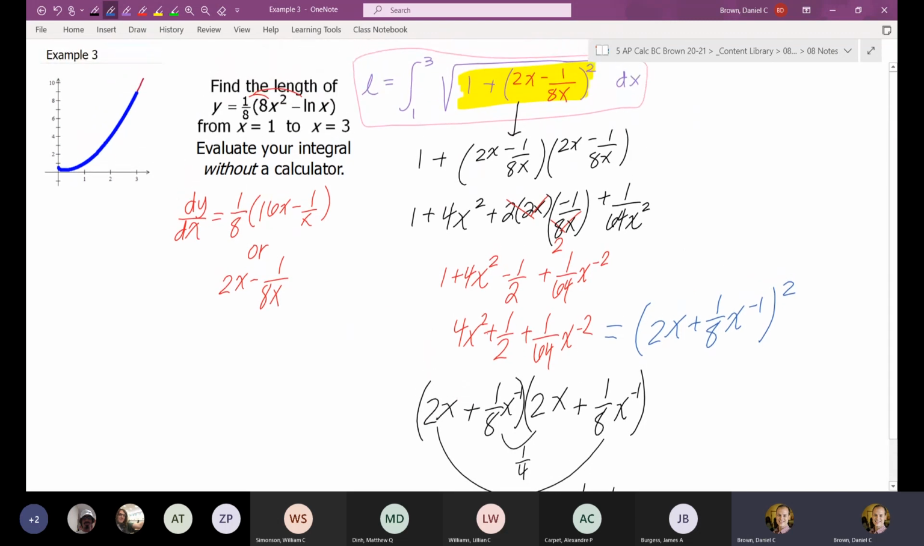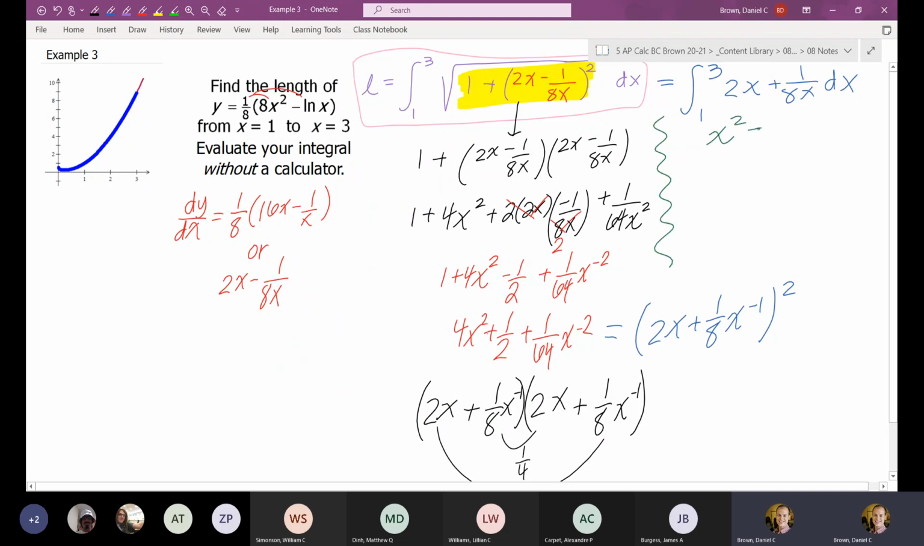So I'm going to go back up to this integral to plug it in. This was the original problem that we had. It's the same thing as saying the integral from 1 to 3 of the square root of 2x plus 1/8 x to the negative first, squared. Well, square rooting that, it's just going to go away. I'm going to put that x in the denominator, so it's going to be a natural log rule. There's your simplified integral. So it does become one that we can find fairly easily.